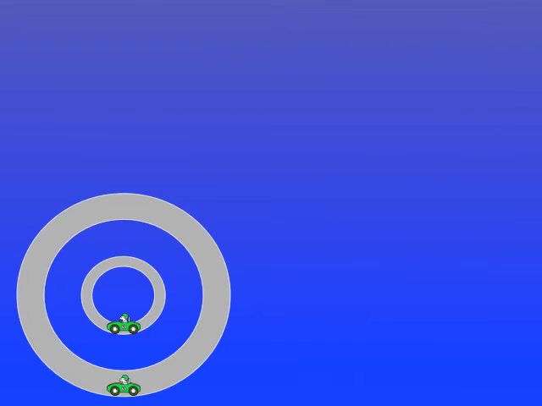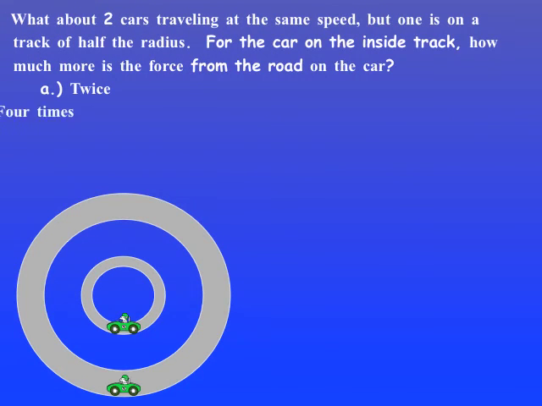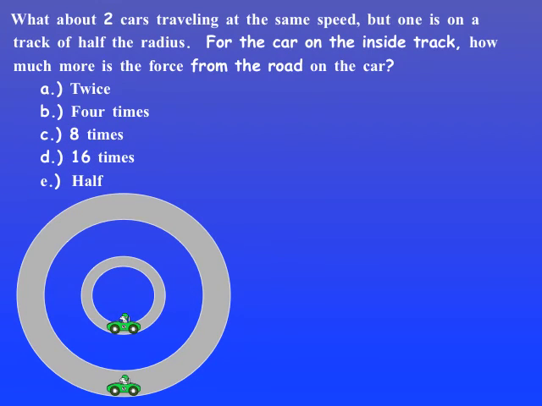Here we have 2 racetracks, a large racetrack and a smaller racetrack. The smaller racetrack is half the size of the large racetrack. So 2 cars are traveling at the same speed, but one is on a track of half the radius. For the car on the inside track, how much more is the force from the road on the car? Twice, 4 times, 8 times, 16 times, or half the friction?